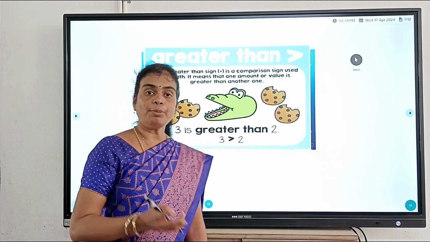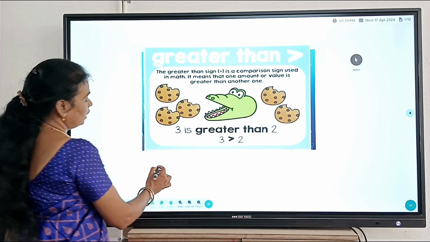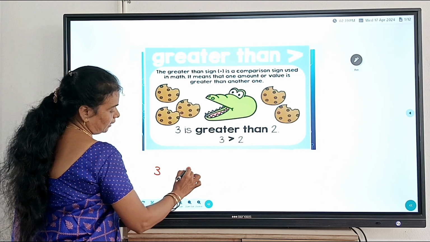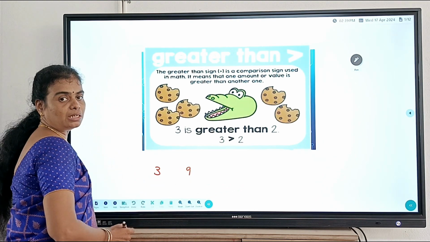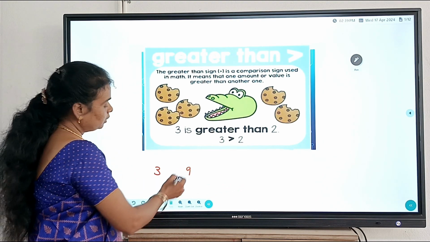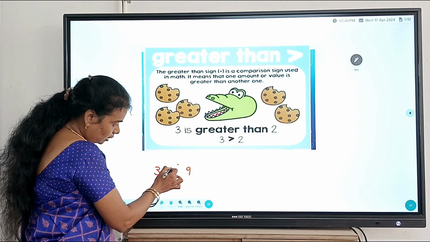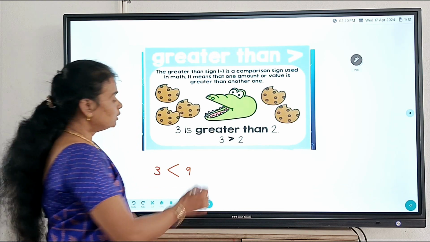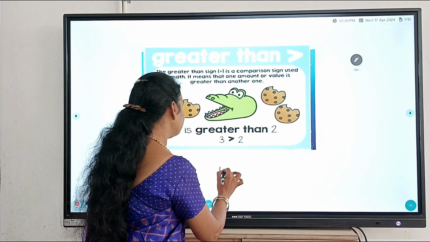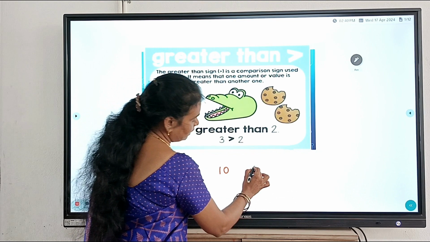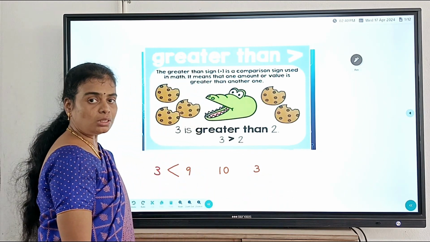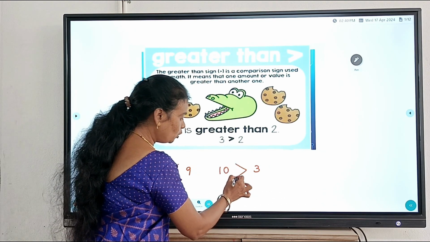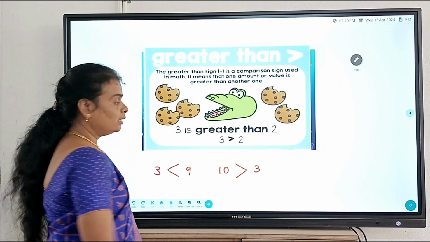So, how can we compare two numbers? For example, if we consider two single digit numbers, 3 and 9. We know that 9 is the bigger number when we compare these two. So, since this is bigger, the wider mouth should be faced towards the bigger number. Suppose we have a two digit number, 10 on one side and 3 on the other. Which one is bigger? 10 is bigger, so the mouth has to be wide open towards 10.